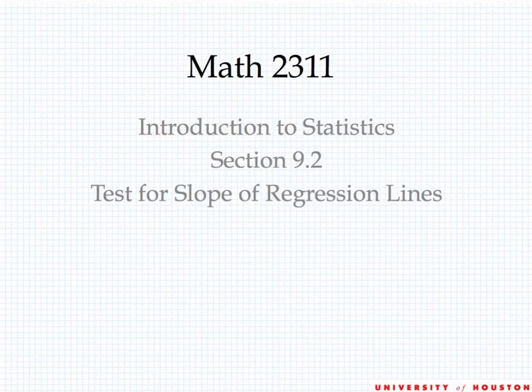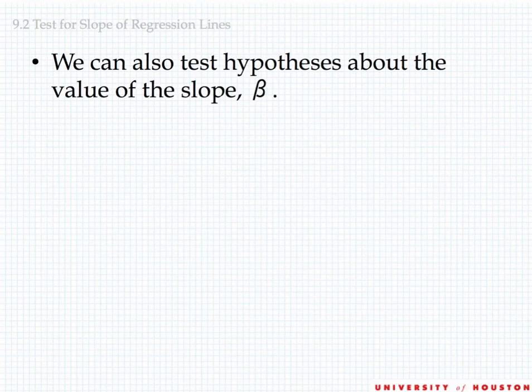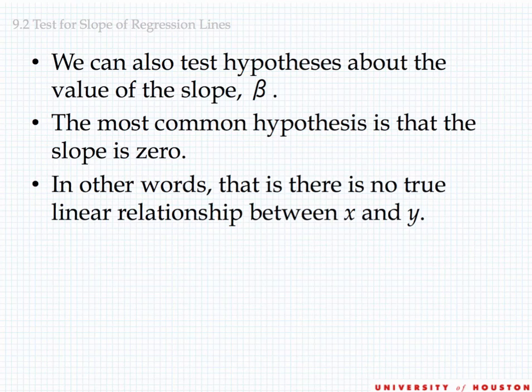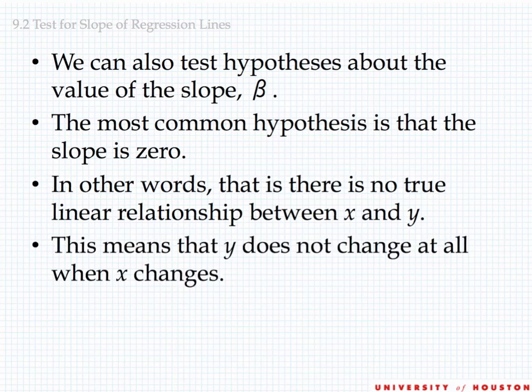Test for slope of regression lines. We can also test the hypothesis about the value of the slope, beta. The most common hypothesis is that the slope is 0. In other words, that there is no linear relationship between x and y. That means that y does not change at all when x changes.